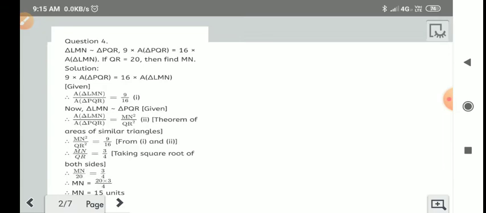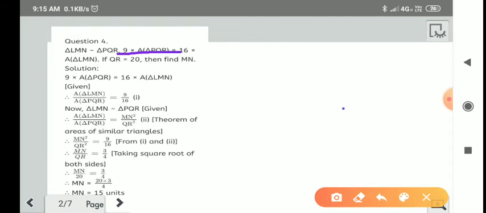Here two triangles are similar, it is given, that is triangle LMN and triangle PQR. One more given is that 9 into area of triangle PQR is equal to 16 into area of triangle LMN. From this we can find the ratio of areas, and then we can apply the theorem of areas of similar triangles and find the corresponding side of the other triangle.